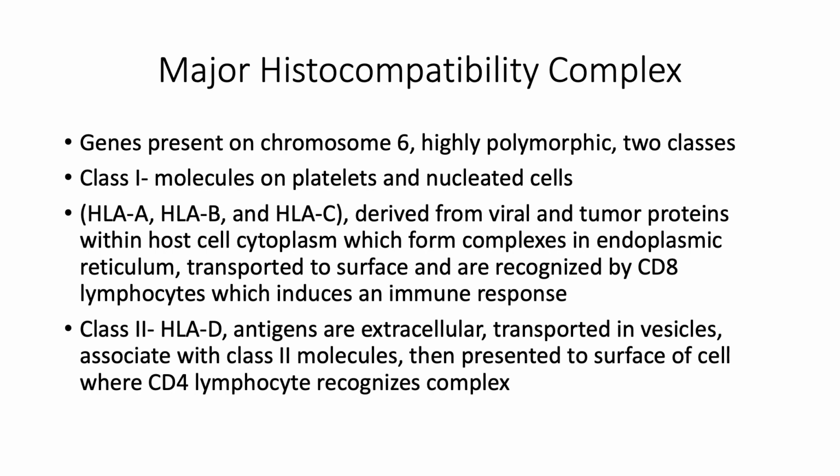The major histocompatibility complex: these are genes that are present on chromosome 6. They are highly polymorphic and they have two classes. Class 1 consists of molecules on platelets and nucleated cells. HLA-A, HLA-B, and HLA-C are derived from viral and tumor proteins within the host cell cytoplasm. These form complexes in the endoplasmic reticulum. They're transported to the surface. They're recognized by CD8 lymphocytes, which induce an immune response.